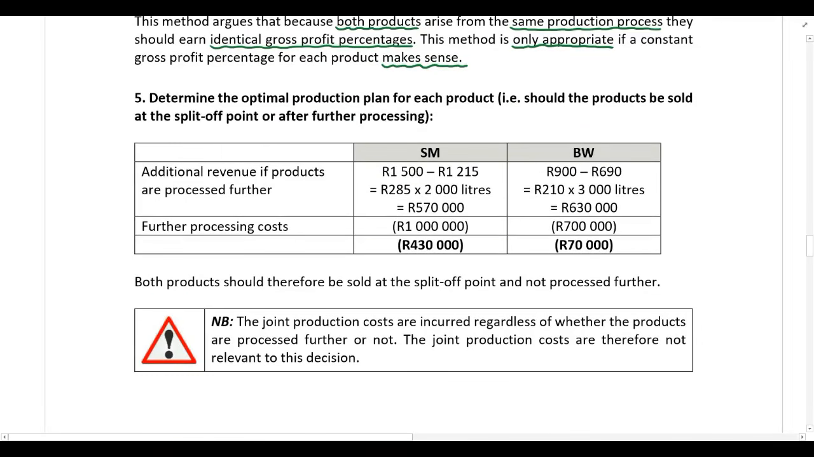Then there's one other calculation that we need to look at. But please note, this is not a method of allocating joint costs to joint products. We have already covered the 4 methods that can be used to allocate joint costs to joint products. This is now a separate calculation. So in part 5, you need to determine the optimal production plan for each product. Now, if you're asked for the optimal production plan, you just need to determine whether the products should be sold at the split-off point or after further processing.